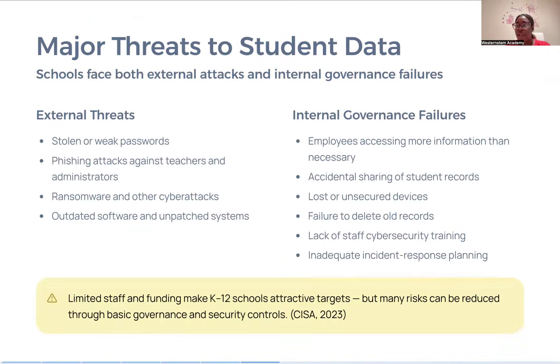Now, the major threats to student data. Schools face both external attacks and internal governance failures. External threats could be stolen or weak passwords, phishing attacks against teachers and administrators, ransomware and other cyber attacks, or even outdated software and unpatched systems. For internal governance failures, we have employees accessing more information than necessary, accidental sharing of students' records, lost or unsecured devices, failure to delete old records, lack of staff cybersecurity training, or even inadequate incident response planning.